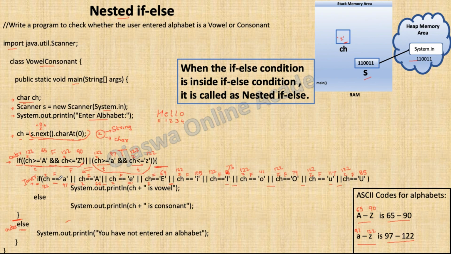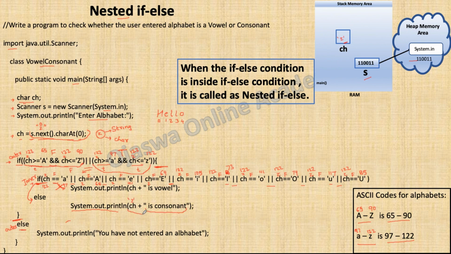Now we have checked whether all the uppercase and lowercase vowels are equal to the user entered character, and in all the conditions we have got false. Hence this whole if condition returns false and control will not go inside the if block. When the if condition is false, the control goes to the else block and the statement inside the else block will execute. So this statement, System.out.println, ch, that is lowercase z.